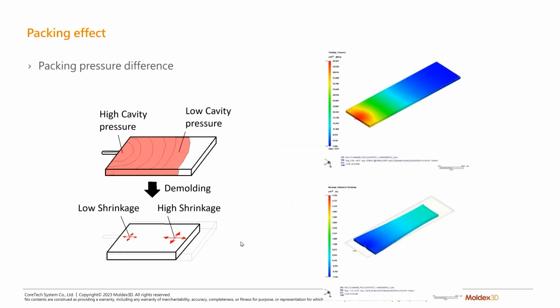Okay, the next one is about the packing. So we know that usually the region close to the gate will have a higher packing effect, or higher cavity pressure, in the packing stage, and the last-filled region, or the region far away from the gate, will have lower cavity pressure, which means a lower packing effect.